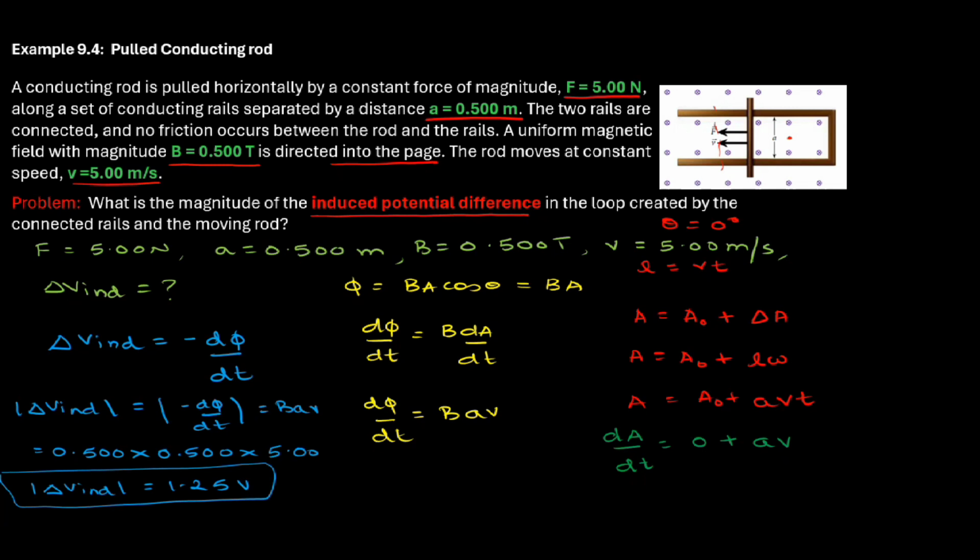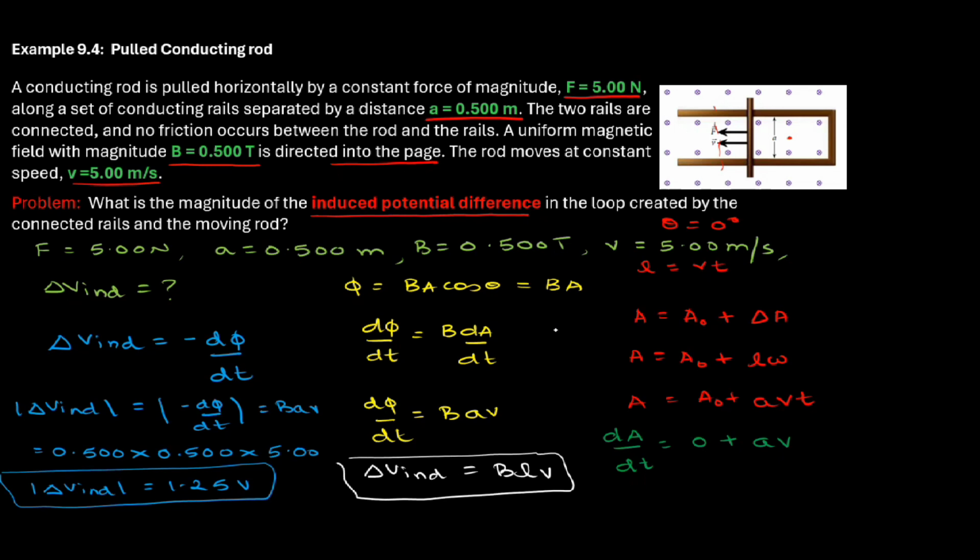Now, this example over here is also a case of motional EMF. Because here again, you have a rod which is moving inside a magnetic field. So whenever you have a wire, a straight wire or a straight rod moving inside a magnetic field, you can directly use the rule of induced potential difference to be equal to magnetic field times length times the speed of the wire.